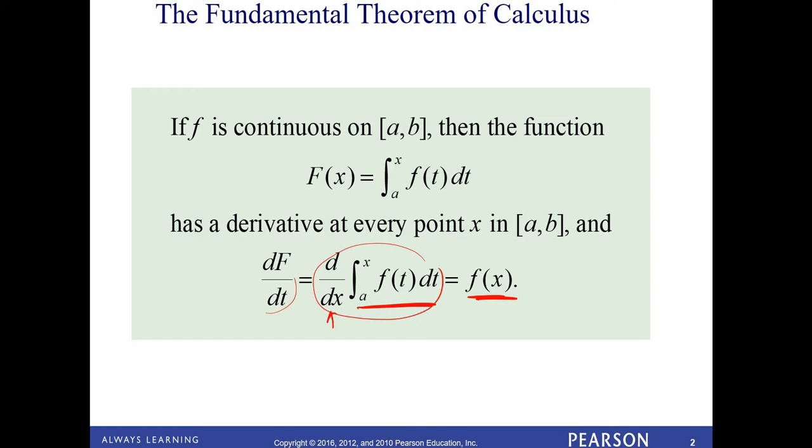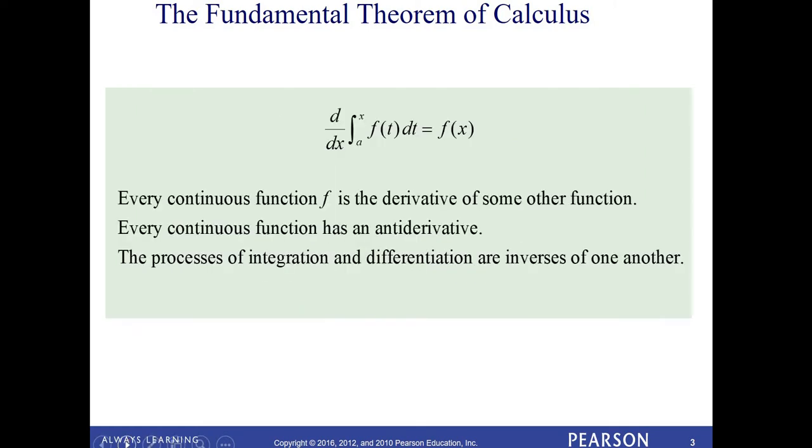They undo each other. They're opposite functions, derivatives and integrals. So in other words, the derivative of an integral is the function value. Every continuous function f is the derivative of some other function. Every continuous function has an antiderivative, and the processes of integration and differentiation are inverses. So this is a pretty simple way of saying that. Here is an example applying the fundamental theorem.